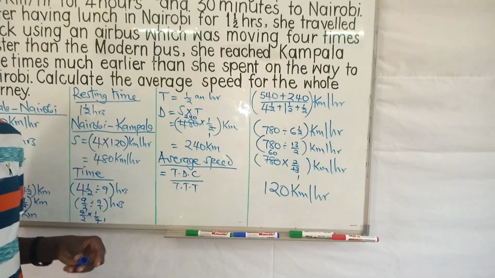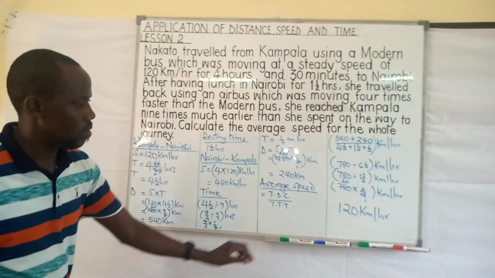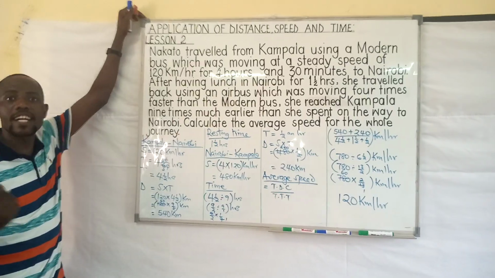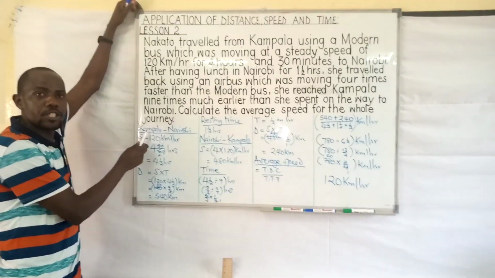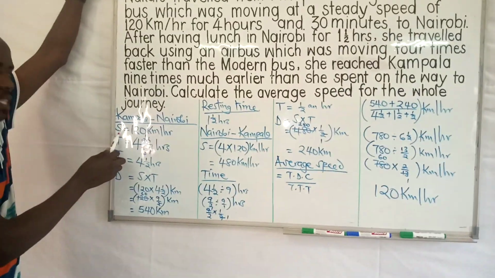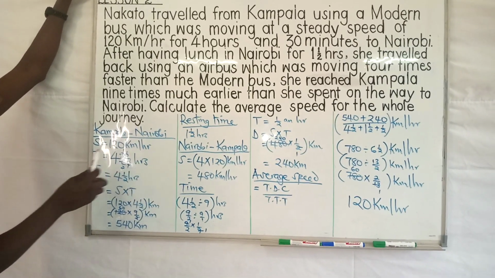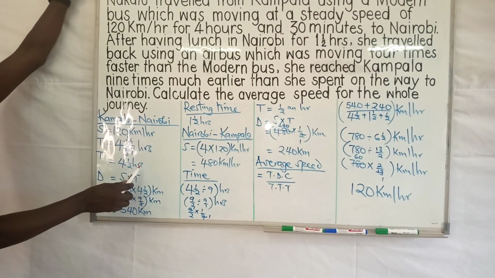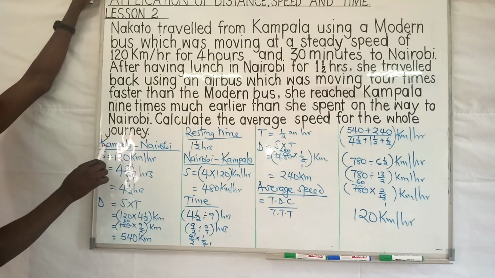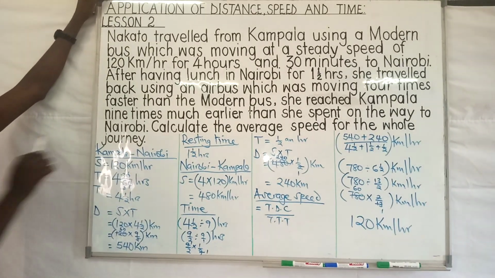For the whole journey. A brief description of what we have done now. Just a recap. We got the distance from Kampala to Nairobi by using the speed, which is 120 kilometers per hour. The time is 4.5 hours. And using the speed and this time, we got the distance between Kampala and Nairobi using the modern bus. This is road transport.